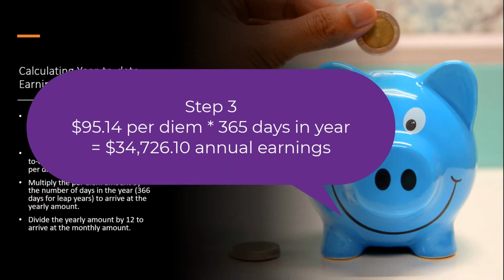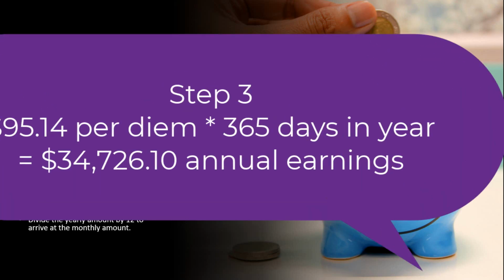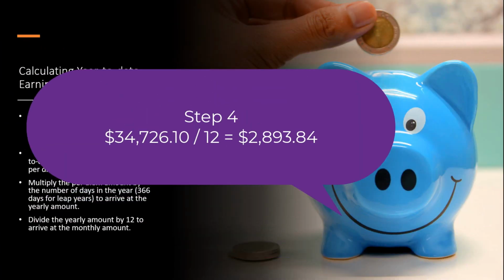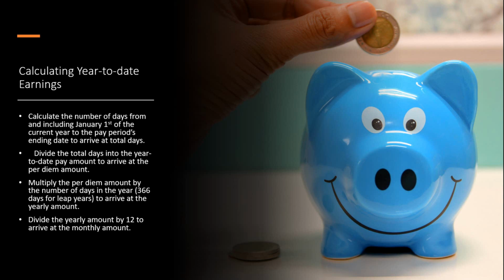Step 3. By multiplying the $95.14 by 365 days, the number of days of the 2023 year, you arrive at $34,726.10, the projected annual earnings for 2023. Step 4. By dividing $34,726.10, the projected annual earnings, by 12, you arrive at monthly employment income of $2,893.84. Again, the amount might be a little off depending on how you rounded the numbers in the calculation.